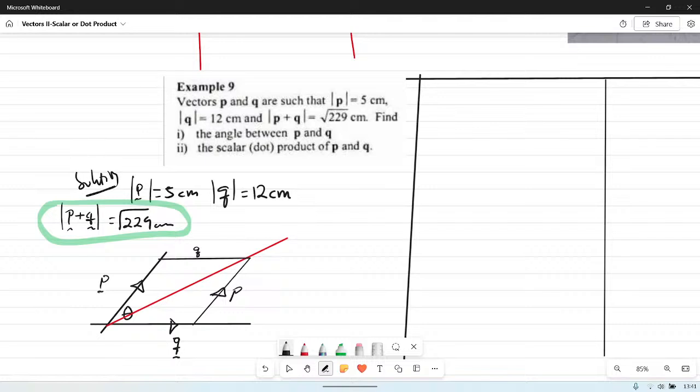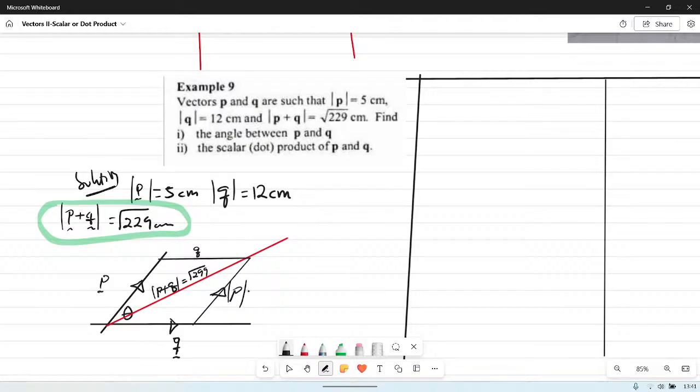Now the P plus Q. What is P plus Q? It's the red line. Because when you add this Q distance to this P distance, you reach the same destination here. So that's why this becomes P plus Q. So that becomes root of 299.